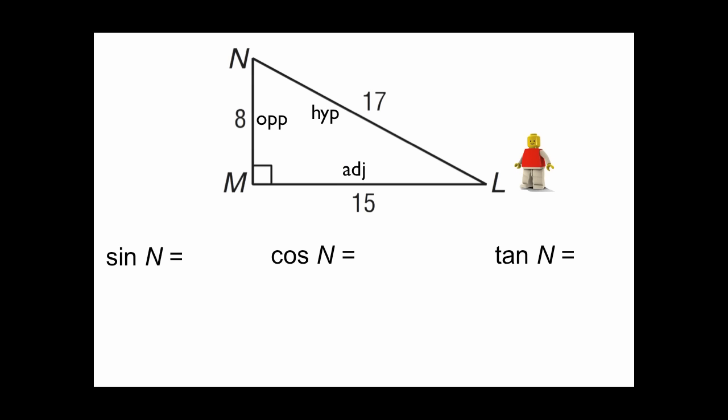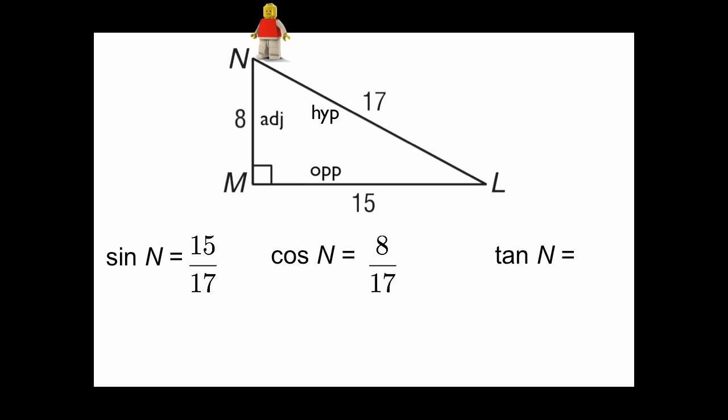Well, let's change this around. Now I'm asked for the sine of n, which means I'm now at angle n as my angle of reference. So the sine of angle n is opposite over hypotenuse. Opposite now is 15/17. Cosine is adjacent over hypotenuse. And tangent, wait a minute, that tangent is wrong. What should it be? Opposite over adjacent. It should be 15/18. Oops, sorry about that.